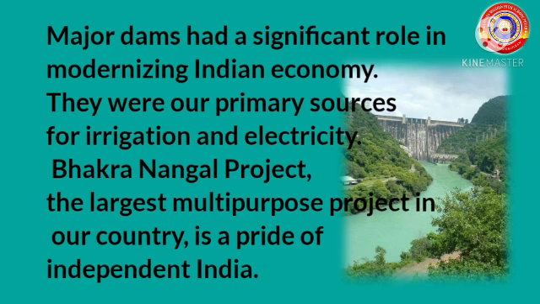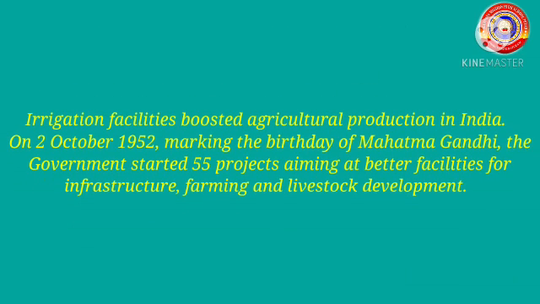Major dams had a significant role in modernizing the Indian economy. They were our primary sources for irrigation and electricity. The Bhakra Nangal project, the largest multi-purpose project in our country, is a pride of independent India. Irrigation facilities boosted agricultural production in India. On 2nd October 1952, marking the birthday of Mahatma Gandhi, the government started 55 projects aiming at better facilities for infrastructure, farming and livestock development.